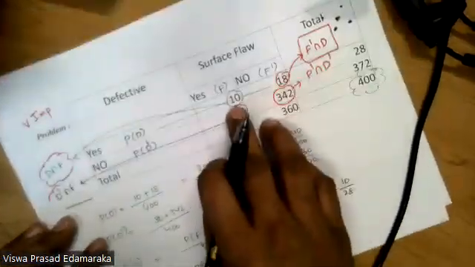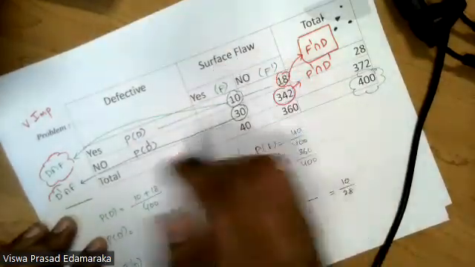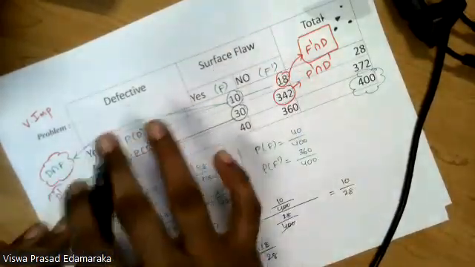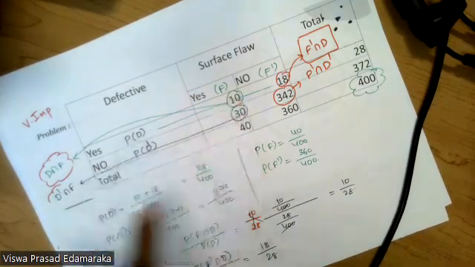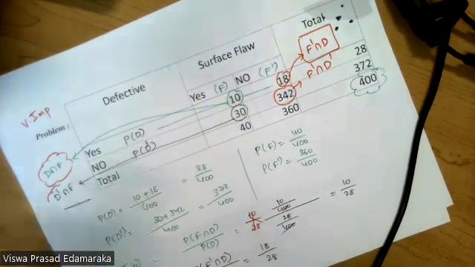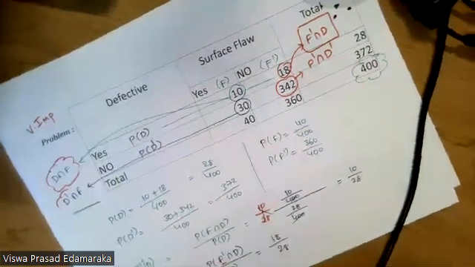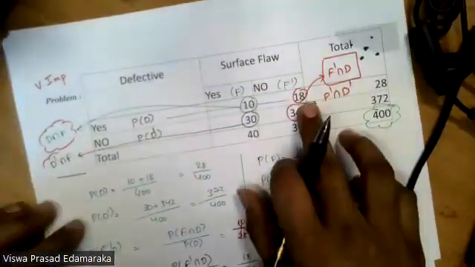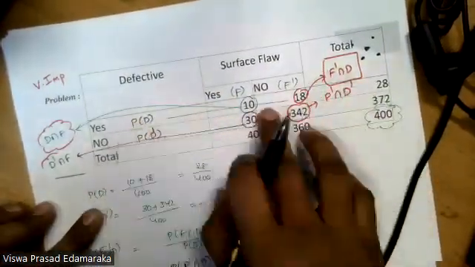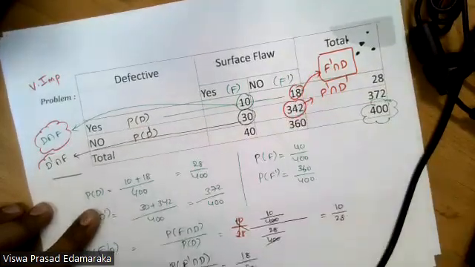Find out what is 10. This is D and F. So that's why it is intersection. This is D dash and F, D dash intersection F. 18 is F dash and D, and the last is F dash and D dash.